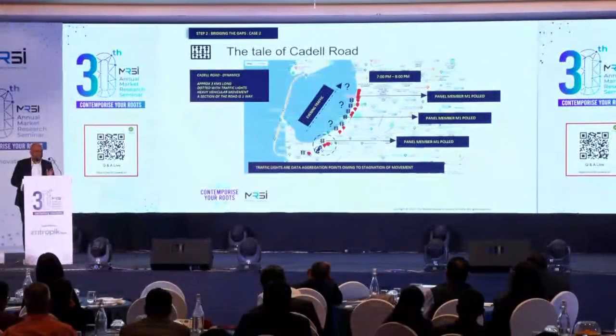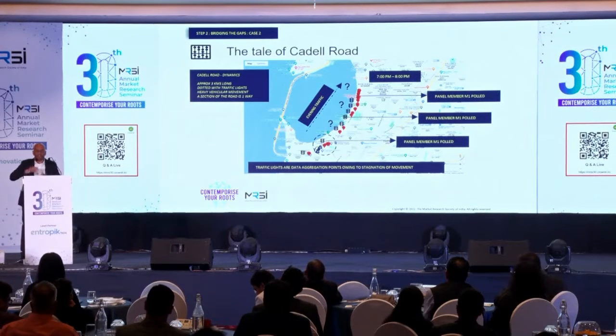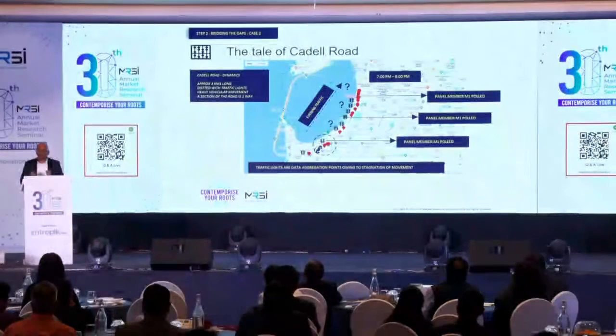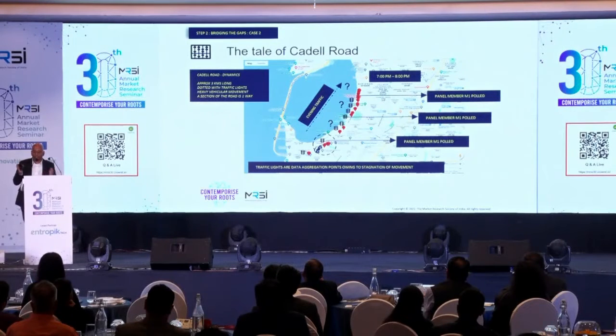So the problem here is there is no pattern to it. We don't even know when the person is giving the data or when he is not giving the data, or to which site he is giving the data and to which site he is not giving the data. When I overlaid my understanding of Cadle Road, especially the signals and crossings, we could see most of the traffic get aggregated in the signal junctions. And the sites between the signals were getting lower numbers.